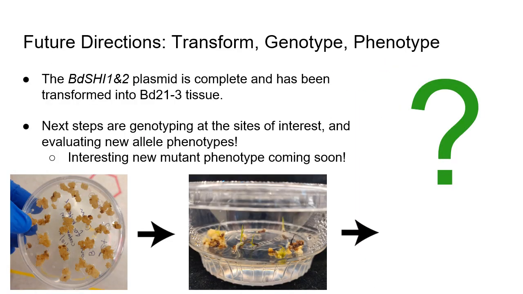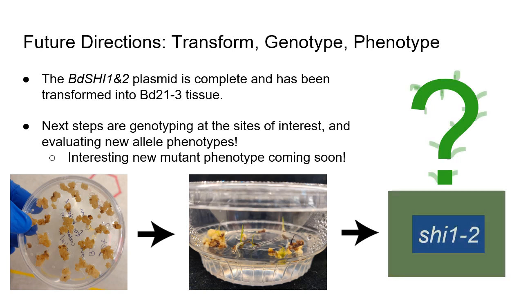After transforming the plant tissue, I have performed several steps of tissue culture, essentially moving tissue from one plate to another, and am currently waiting for plants to regenerate before I can begin genotyping. Once the plants have grown enough for me to take tissue samples, I will be genotyping each plant at the target loci, and hopefully, I will have an interesting new mutant phenotype coming soon that I can use to make inferences about the roles of the BD shy genes.